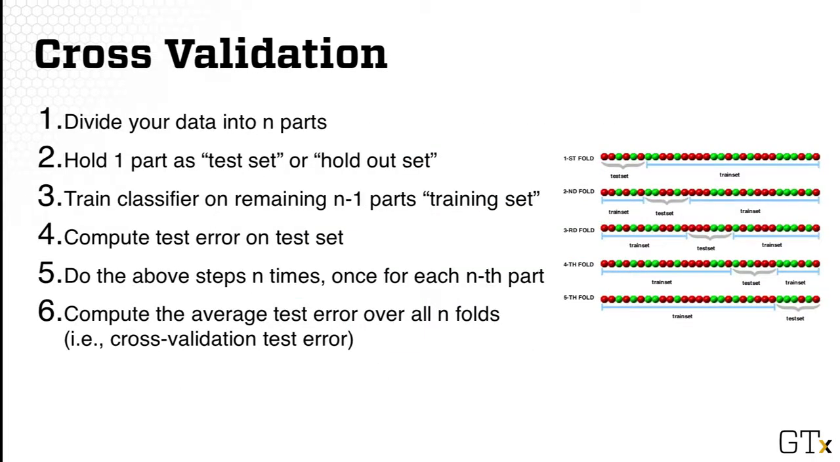In other words, the exact steps that you need to do are: divide your data into n parts. Use 1 part as the test set, and then train on the remaining n-1 parts, which we call the training set. After that, we compute the test error on the test set, and we do steps 1 to 4 n times, once for each of the n parts. After that, we compute the average test error over all folds.